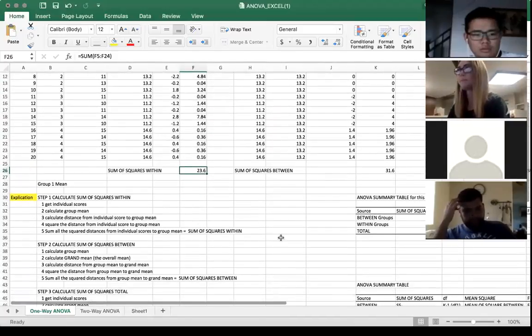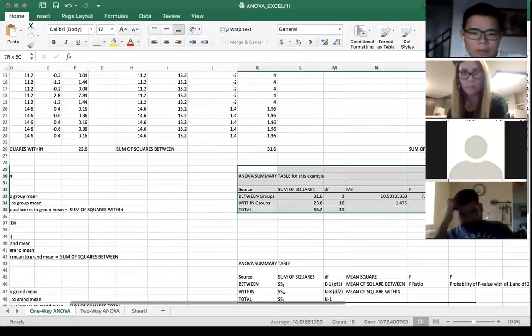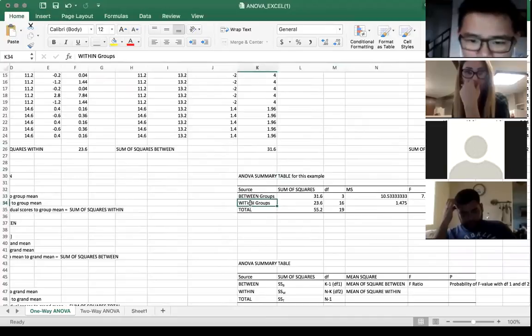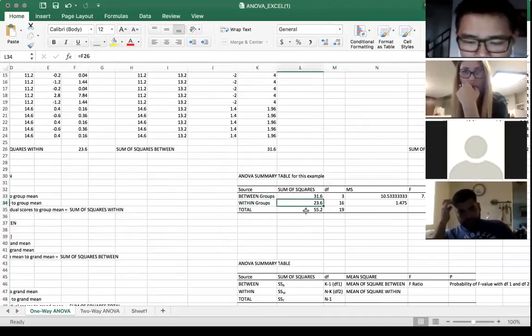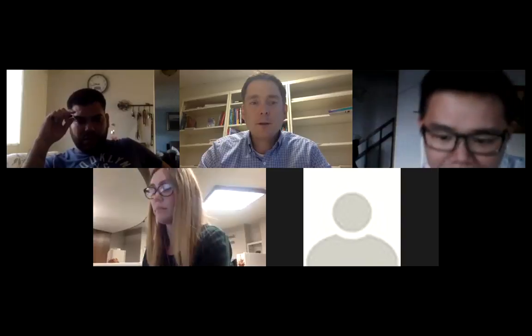Okay, now this here is important, right? We're calculating the Anova summary table, right? And when you look at within groups, the sum of squares, that's what we're going to plug in over here. That's within the group. Let me go back really quick.